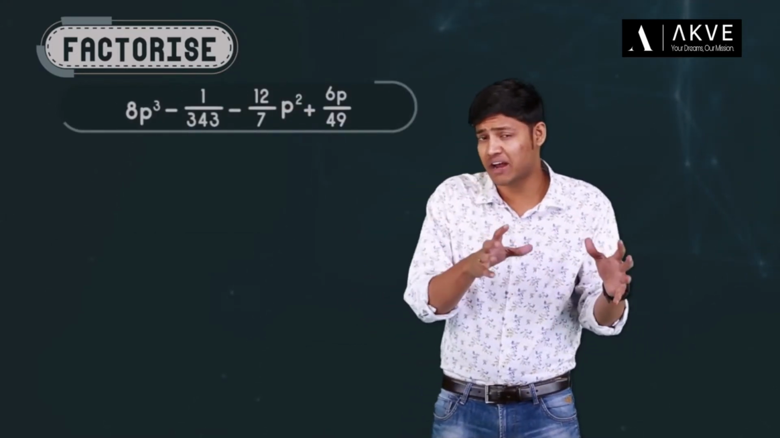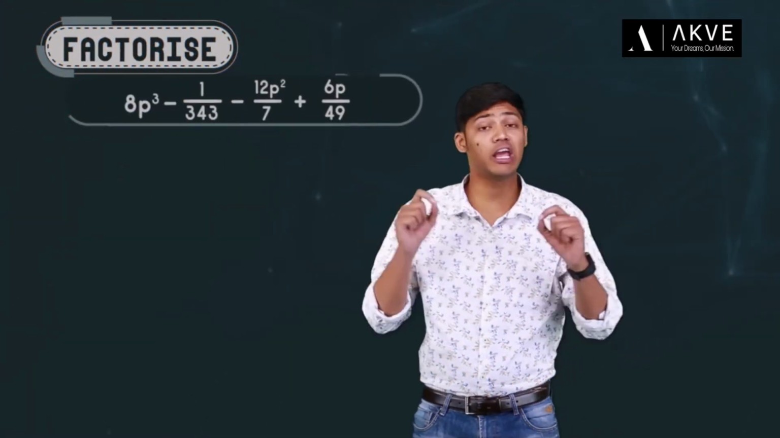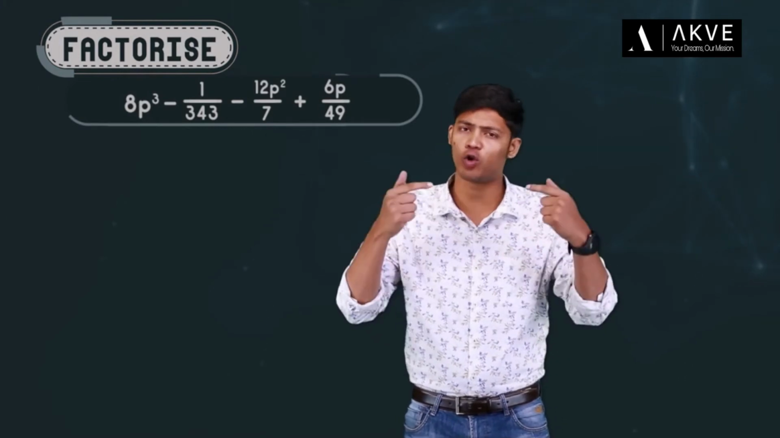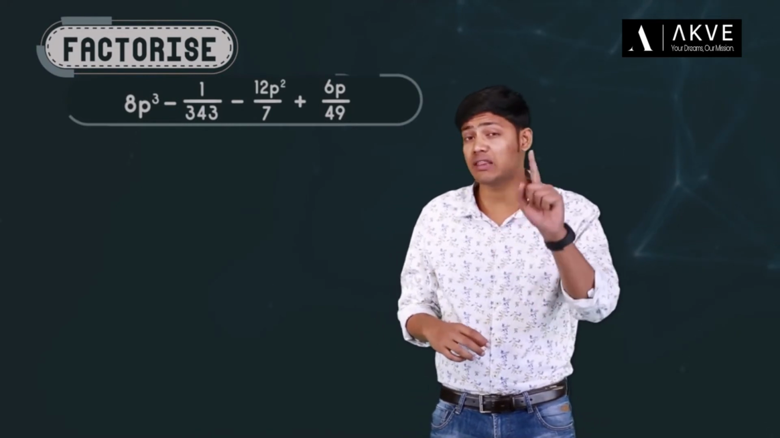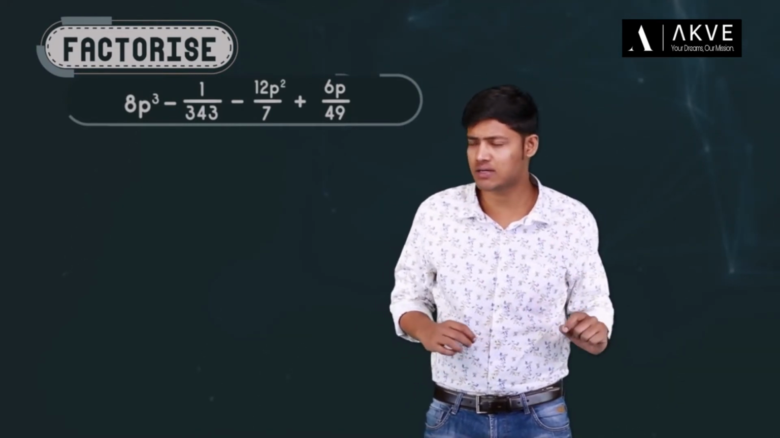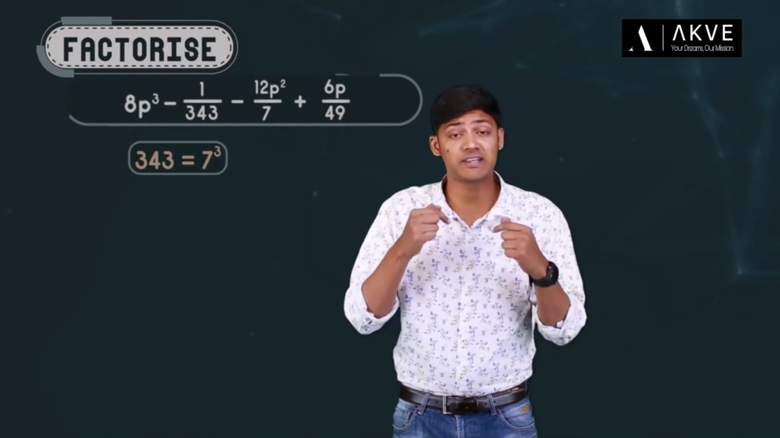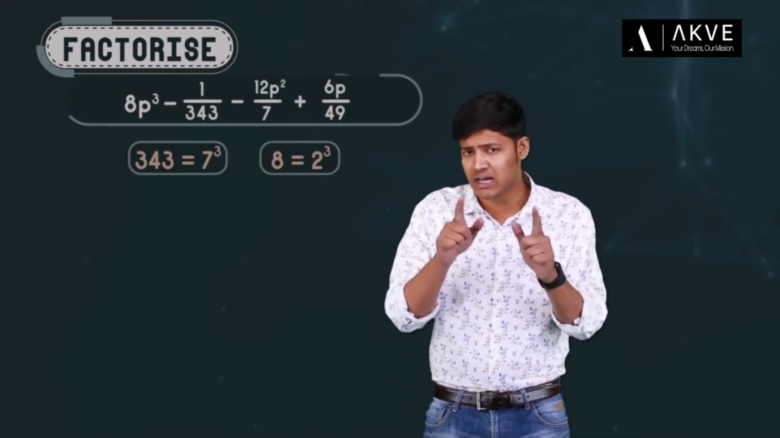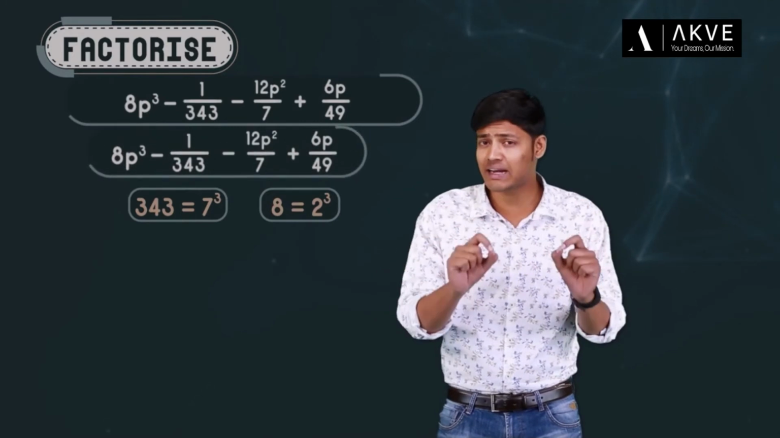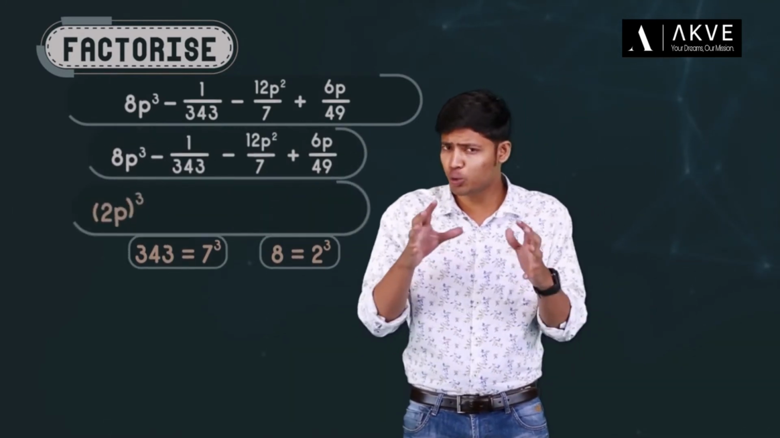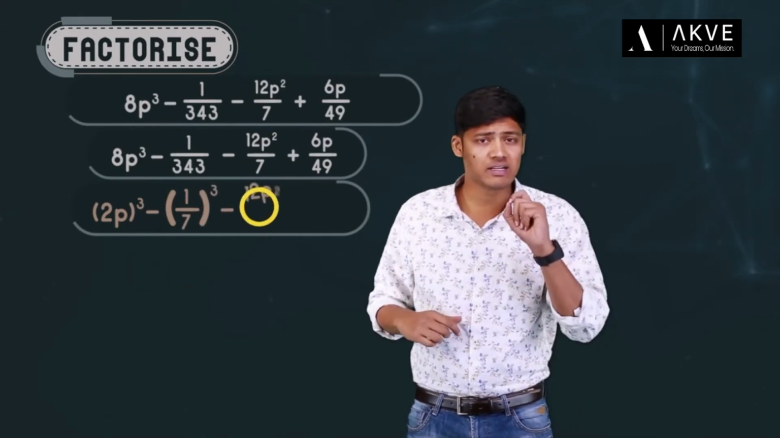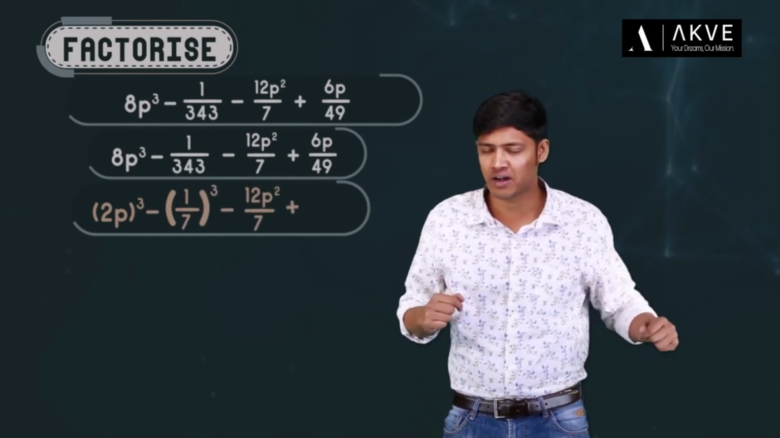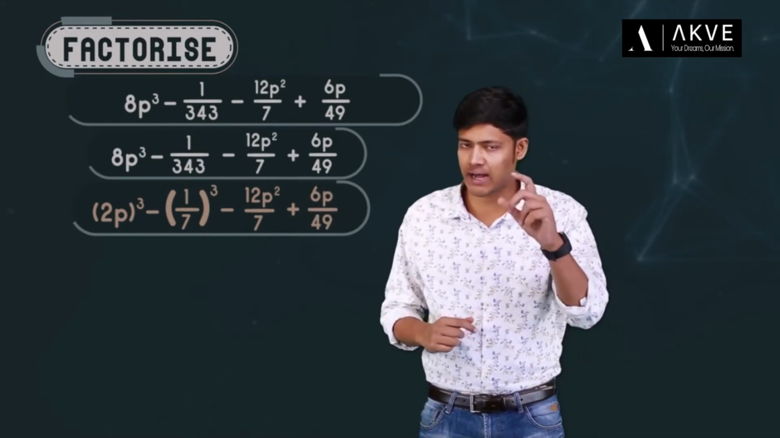In this problem, this time we have to factorize this new expression. Here, this expression involves a variable raised to a power of 3. This is the first observation. Now, the second and the most important observation is 343 is nothing but 7 cubed and 8 is nothing but 2 cubed. So we can rewrite this expression as 2p whole cubed minus 1 by 7 whole cubed minus 12p squared by 7 plus 6p by 49.